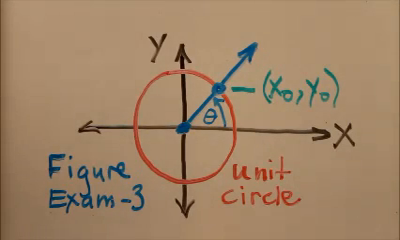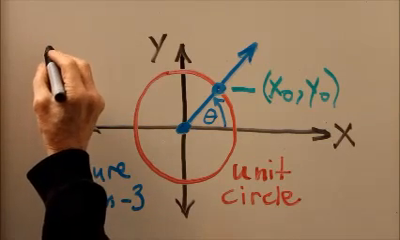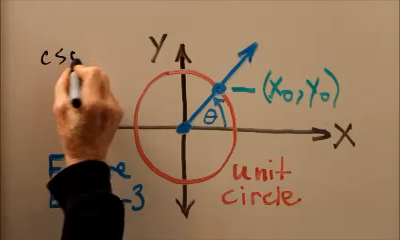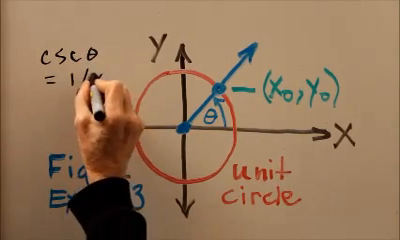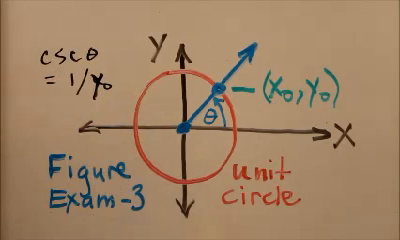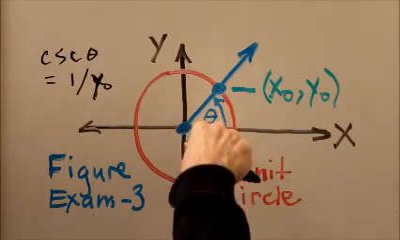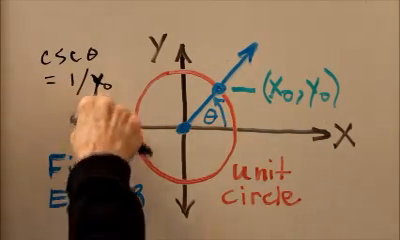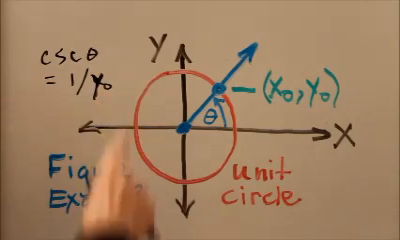How about D, the arc cosecant of x sub 0? Well, if we take the cosecant of theta, we get 1 over y sub 0. Remember, the cosecant is 1 over the sine. So y sub 0 is the sine of theta. 1 over y sub 0 is the cosecant of theta. But choice D puts x sub 0 in here.